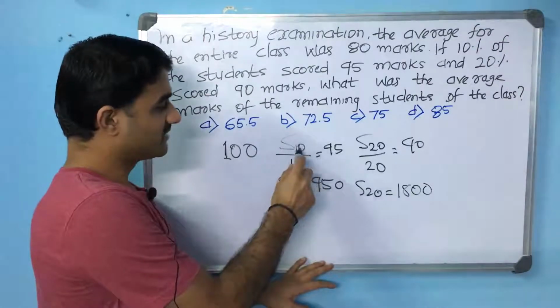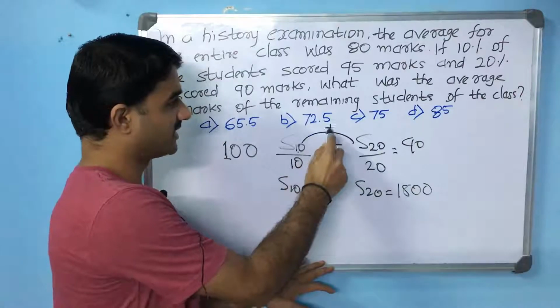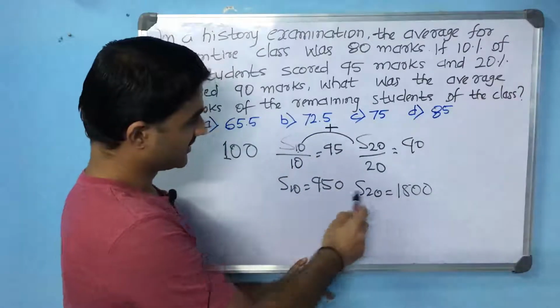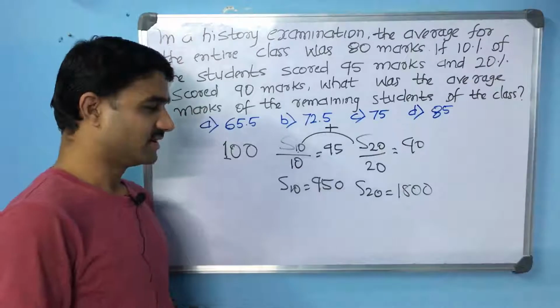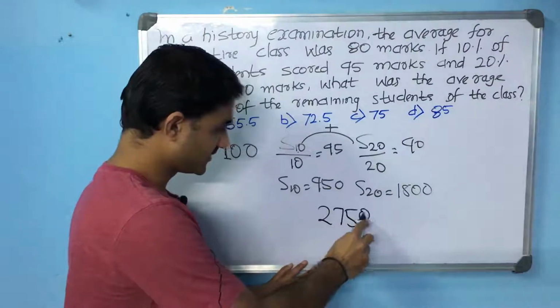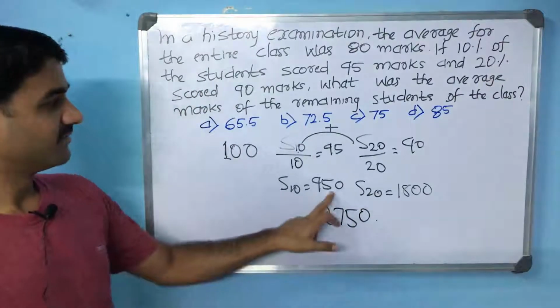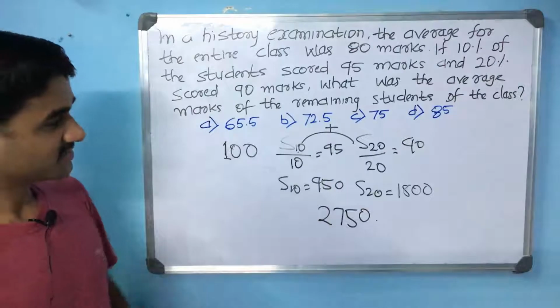So when you add the total marks of these 10 students and 20 students, that is 1800 plus 950. It is 2750. That is, when you add 1000, it will be 2800. 50 is less, so it is 2750.